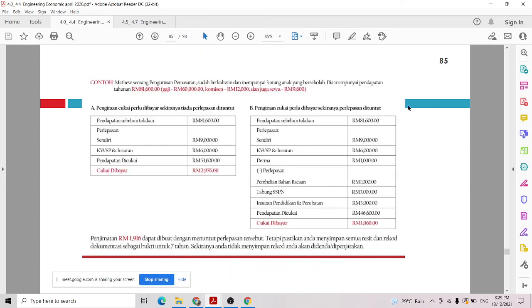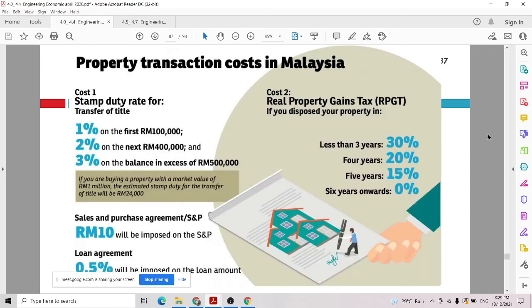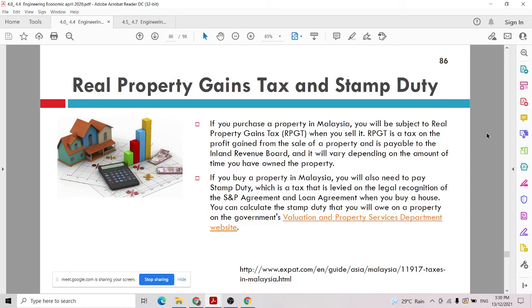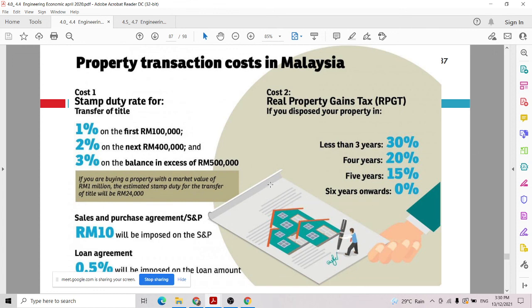So this is an example of how taxes are deducted. Then there is income tax, and there is the real property gain tax, RPGT. Real property gain tax applies to a property transaction. For example, you buy a house for 100,000 ringgit, and a few years in the future you decide to sell it. The market value increased to, say, 200,000, so your profit is about 100,000 ringgit. That 100,000 ringgit is subject to RPGT.